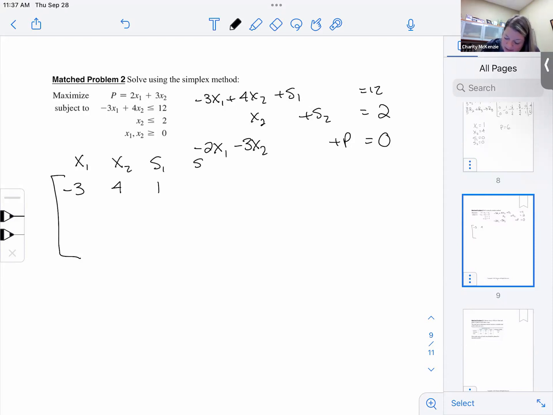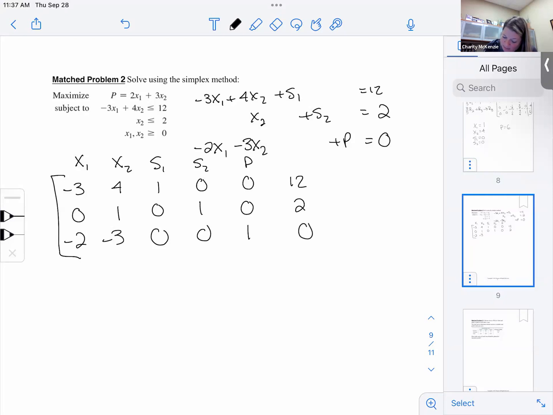Always label your first one, and your last one, when you're trying to find the answer, it can sometimes be helpful as well. And the p was 0, and that equaled 12. Okay, then the middle one had nothing here, but it did have 1 here, nothing here, 1 here, 0, 2. And the last one had a negative 2, a negative 3, 0, 0, 1, 0. There's our initial system and initial matrix.